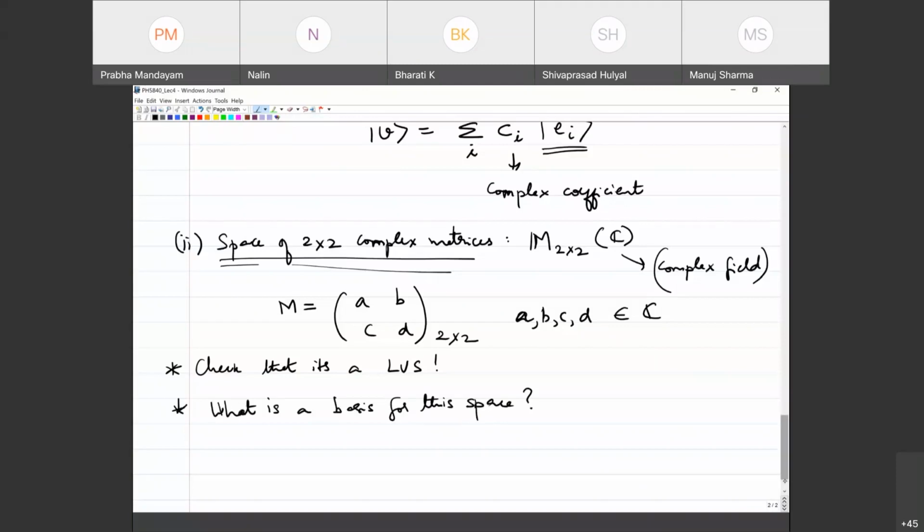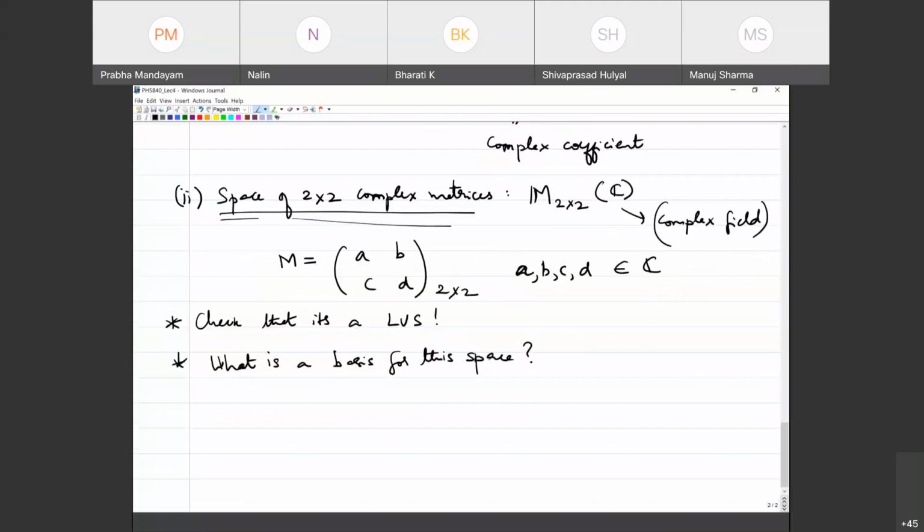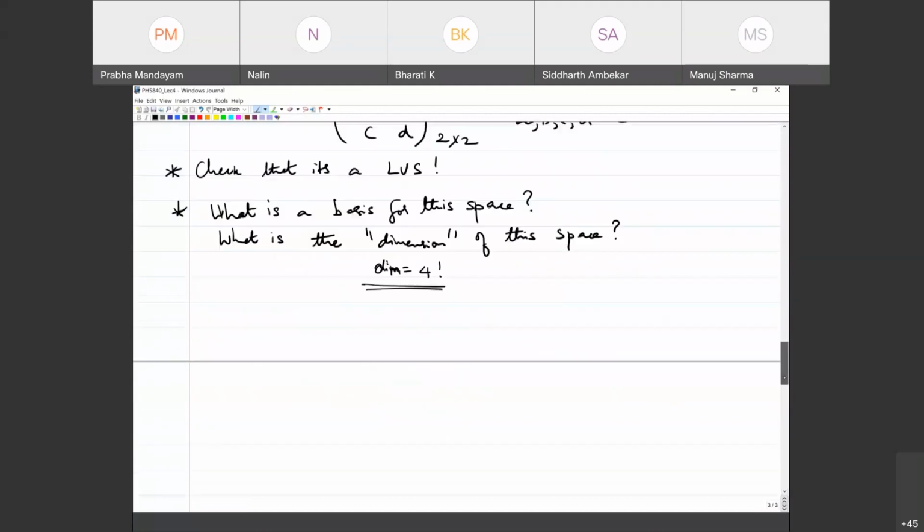Okay, first of all, a related question would be, what really is the dimension of this space? Sorry, say that again. It's 4, right? The dimension. Yes, indeed. Exactly. So the dimensionality of this space is 4. And why do you say that? Because you can put a as 1 and the rest of them 0, then b as 1, and so basically you can take 4 matrices and generate the entire LVS. Very nice. Yes, indeed. So I can consider this set of 4 matrices.